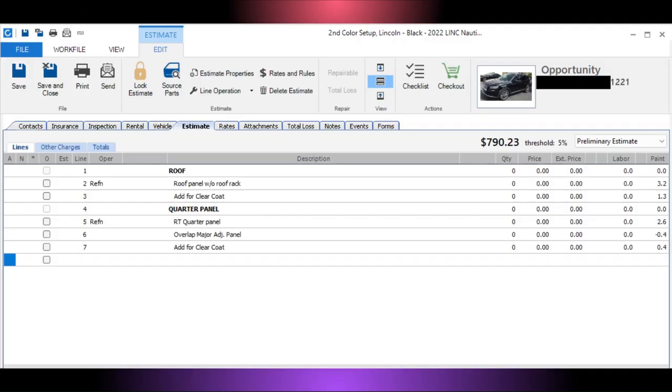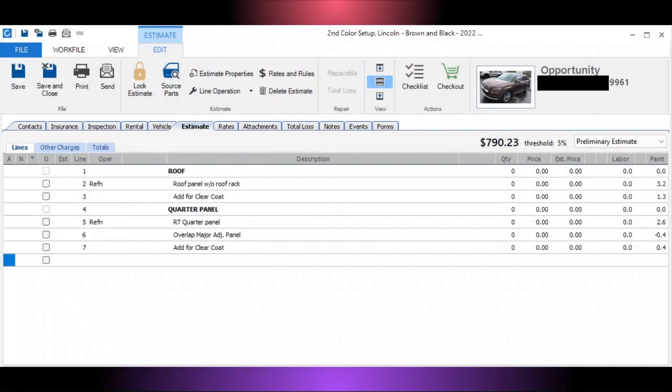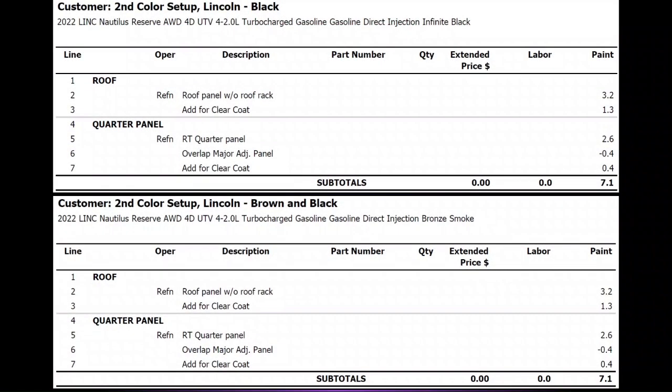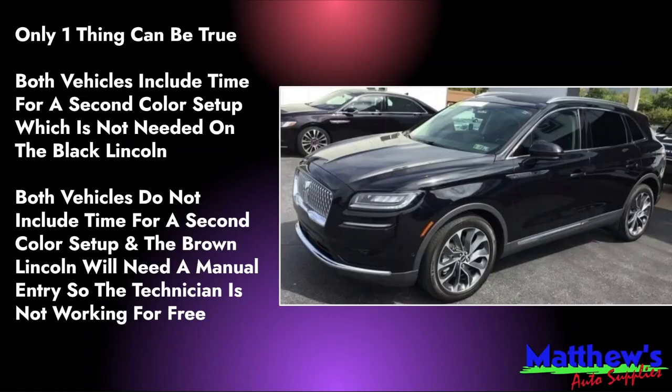So when we plug that into the estimating system, let's say we're finishing the quarter panel and the roof on the black Nautilus, we see what that gives us. And then on the brown Nautilus, if we're finishing the same quarter panel and the roof, what does that all add up to? Well, it adds up to the same amount of refinish time. So what can we reason based on that? Only one thing can be true. Both vehicles include time for a second color setup, and I wouldn't need that on the black Lincoln. Or both vehicles do not include time for a second color setup, and the brown Lincoln will need a manual entry so the technician is not working for free.